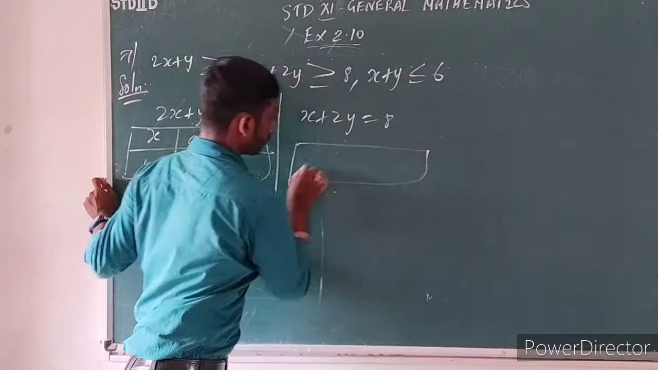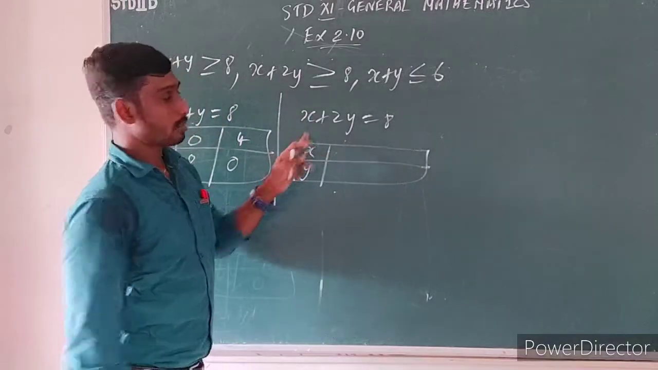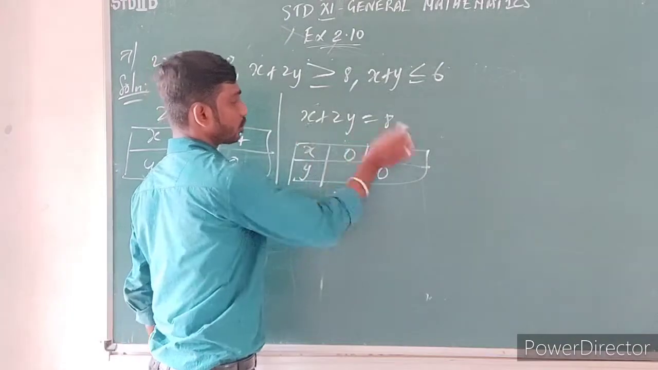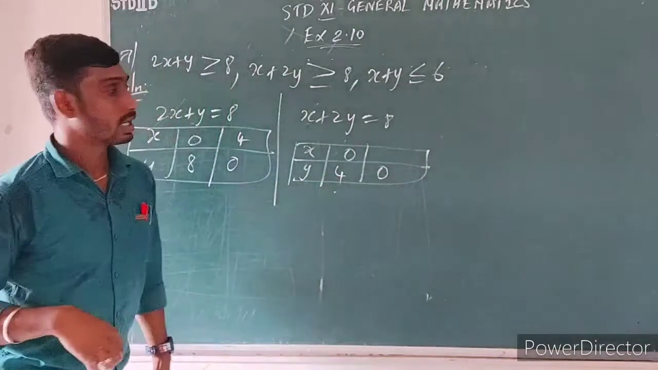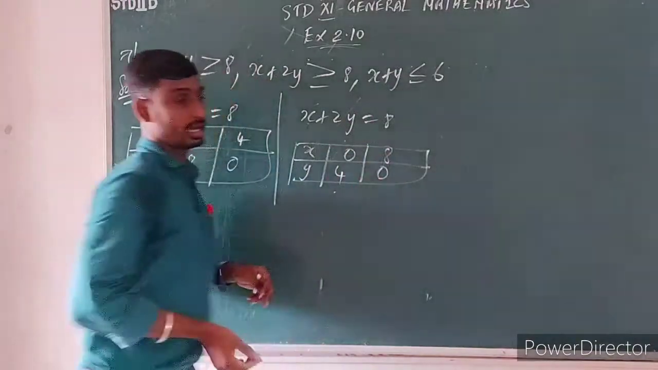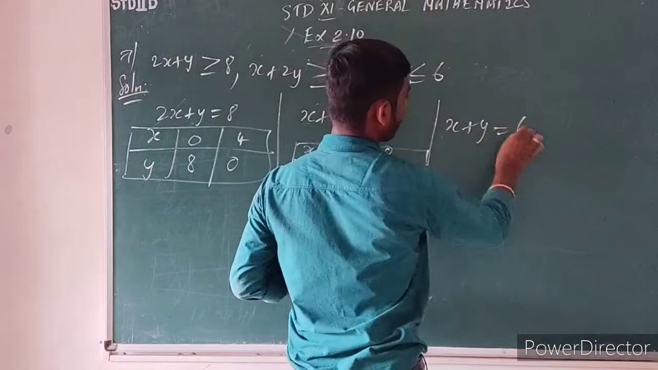The second one, x plus 2y equal to 8. Here also we use the same formula to find x and y. I substitute x is equal to 0, then 2y is 8, so you get y value that will be 4. Now we substitute y is equal to 0, this one will cancel, then you are getting x as 8 here.